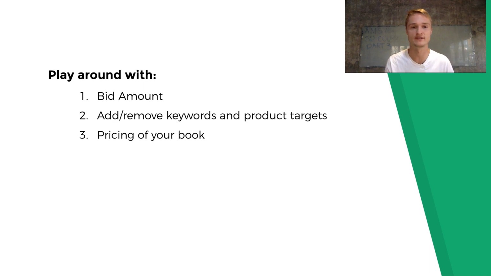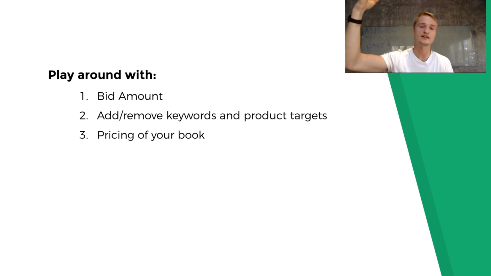Okay guys, once you are done with setting everything up and the numbers are coming in, what is left to do? What you'll be doing is playing around with three things. You'll be playing around with the bid amount versus the pricing, so how much you bid to get your book seen versus the pricing. And why pricing? Because that is how much you get back from each sale of your book.